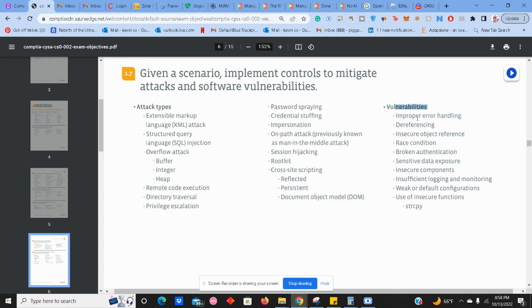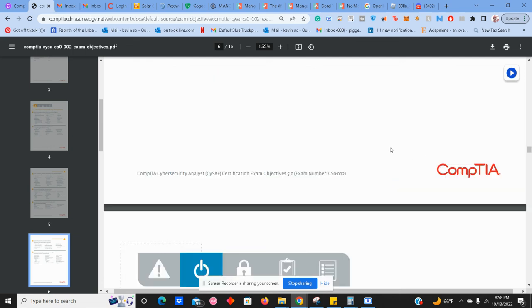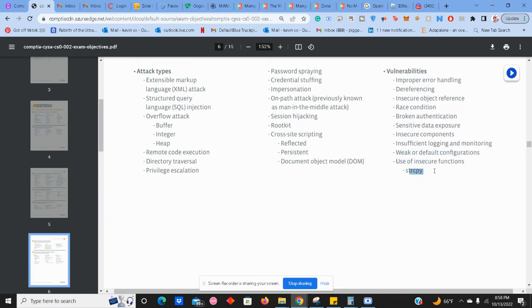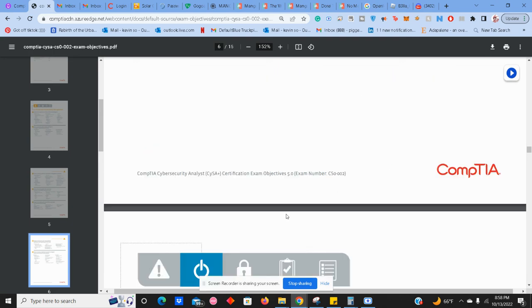But for vulnerabilities, we have improper error handling, dereferencing, insecure object reference, race condition, broken authentication, sensitive data exposure. You get it. Insecure functions. This one can cause an integer overflow.